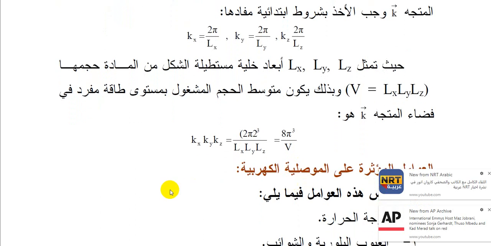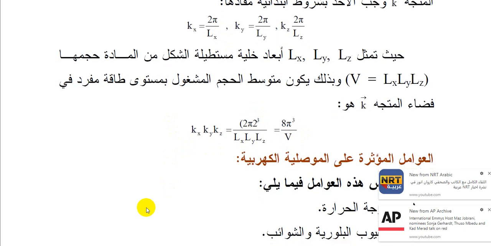So, in order to obtain the Boltzmann constant for a cubic shaped cellular dimension, for a variety of Boltzmann constant k, we only have to find it by applying the following rule, as you can see in front of you: 2 pi cubed, 8 pi cubed over V.